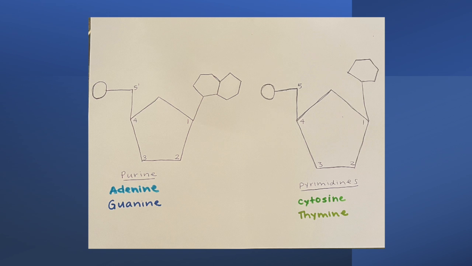They fall under 2 categories: purines and pyrimidines. Purines include adenine and guanine and can be distinguished by their 2 rings. Pyrimidines consist of cytosine and thymine and can be identified with only having 1 ring.